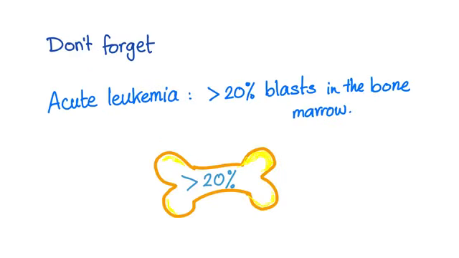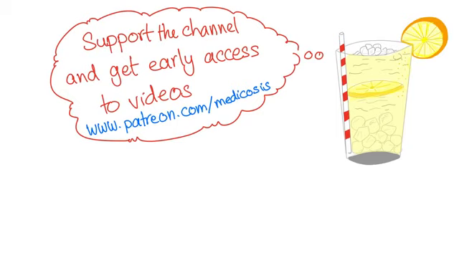Forget, acute leukemia means more than 20% blasts in the bone marrow. By definition, acute leukemia is blasts greater than 20%. Don't ever forget this. You're done. Go enjoy your lemonade. Okay, I don't think you will ever drink lemonade again because you'll think of leukemia all the time.